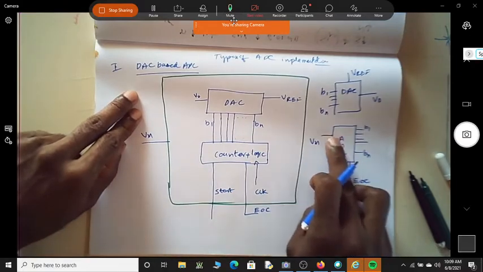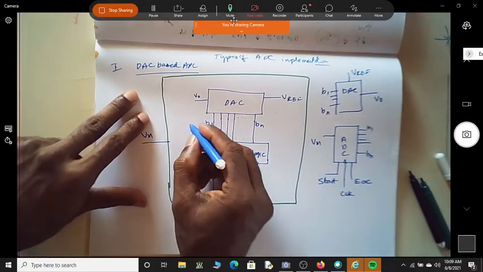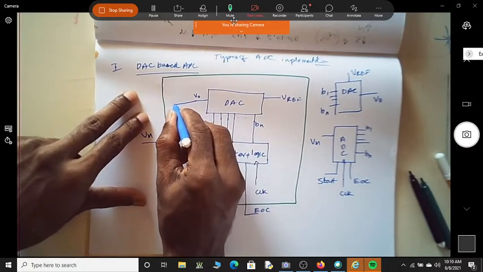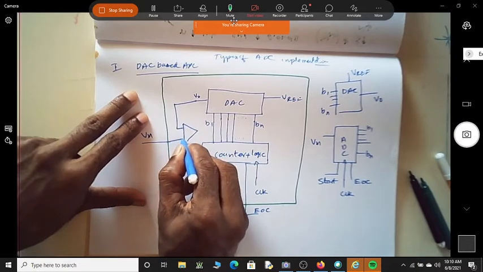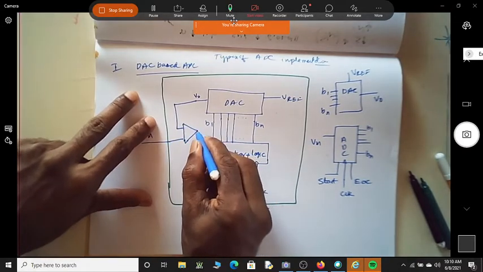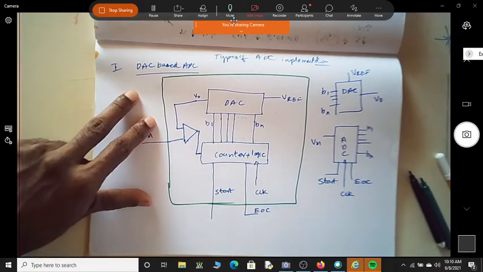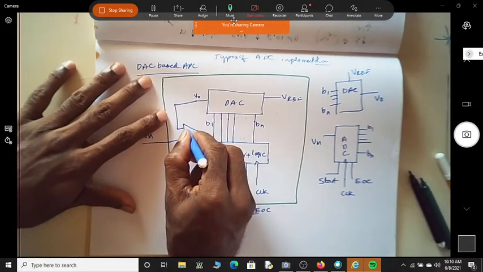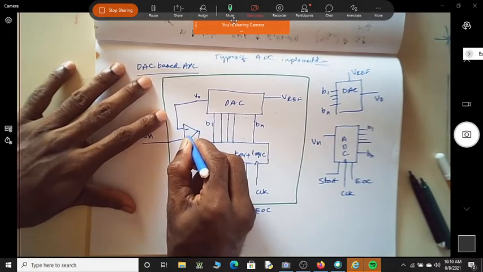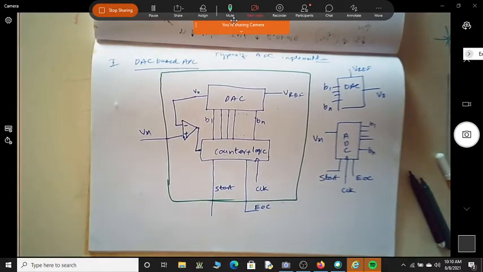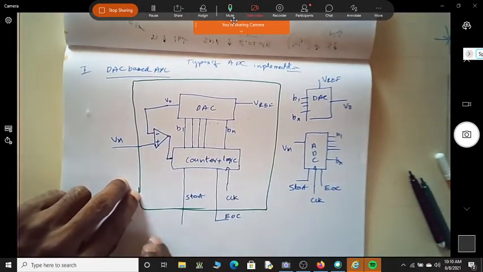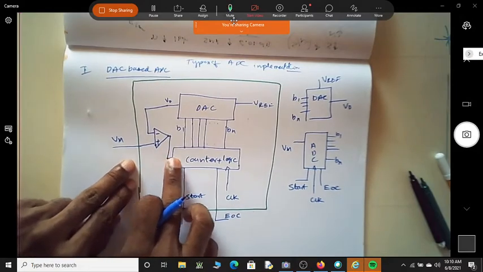And there is an input for this ADC. Now what we will do is compare the output of this DAC with the input signal, and this will go as a control signal for this counter. Let me treat this as minus and this as plus. So this is the setup we have. Of course, this can be minus, plus or plus, minus. It is interchangeable, depending on whether it is active low or active high.